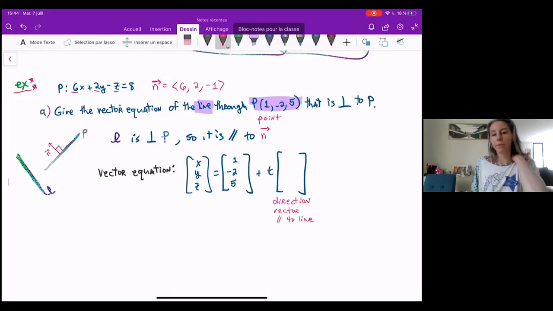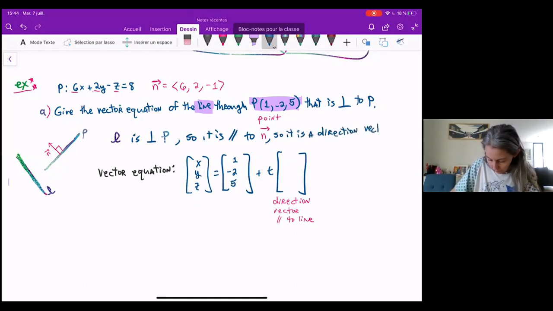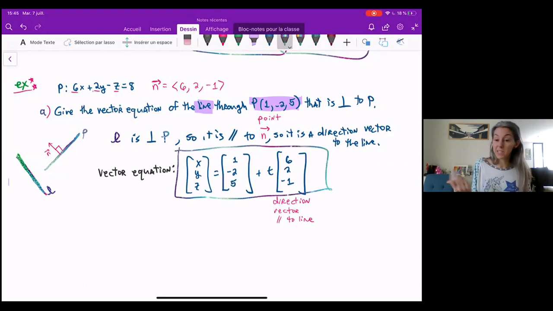And that direction vector is going to be parallel to my line. Well, do I already have a vector parallel to my line? Yes, it's a vector normal to the plane. So that normal vector is parallel to my line. Therefore, it's the normal vector to the plane, but the direction vector to the line. So it is a direction vector to the line. Okay, which means that I can just stick it in there, (6, 2, -1), and voila, that is my answer. Ta-da, it was that simple.